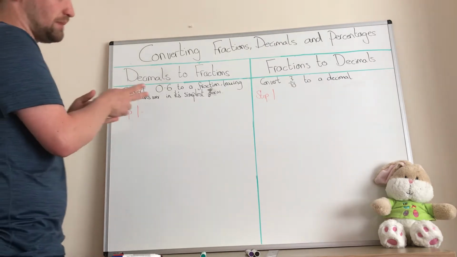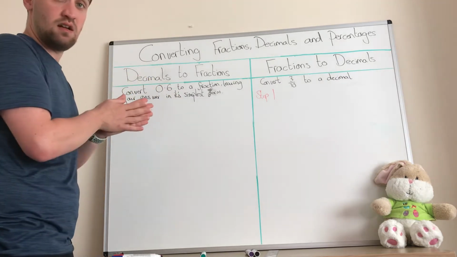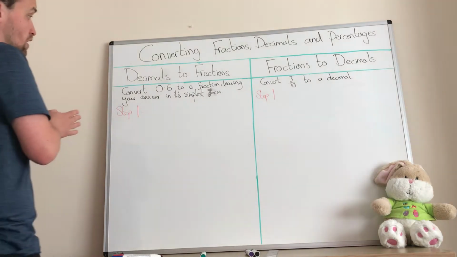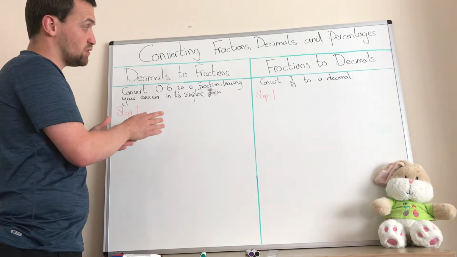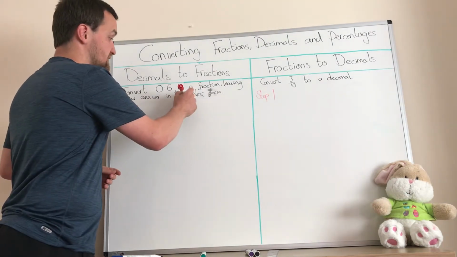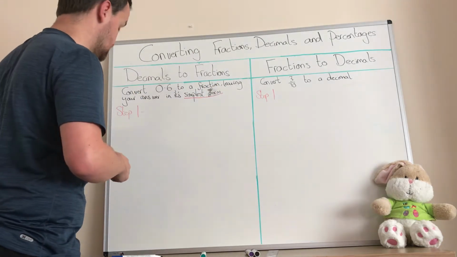Okay, I've got 2 examples here. We're going to go through them. I'm going to give you step-by-step success criteria so you can go away and practice yourselves. Okay, so question 1. Convert 0.6 to a fraction. Key bit here, leave your answer in its simplest form. So we're going to have to do some cancelling down, okay, some simplifying.